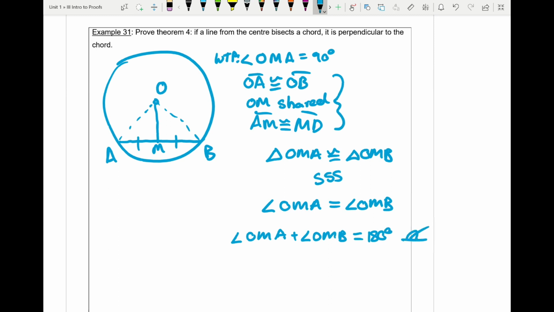So if they're equal to each other, we can substitute this into there. We get that 2 times angle OMA is equal to 180 degrees, which means our angle OMA is equal to 90 degrees. So we can see there that yes, indeed, if a line from the center bisects a chord, it has to be perpendicular to the chord.